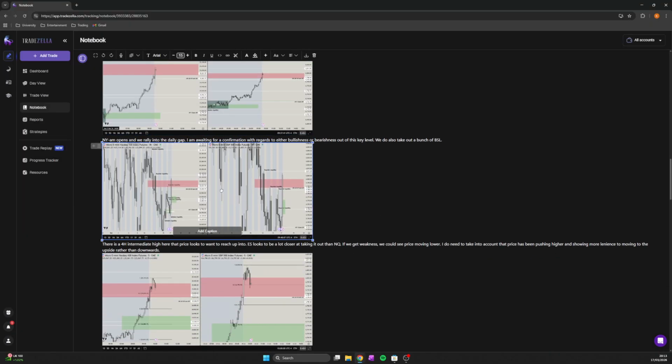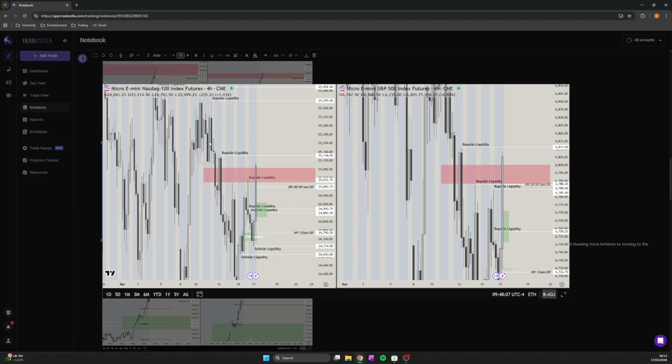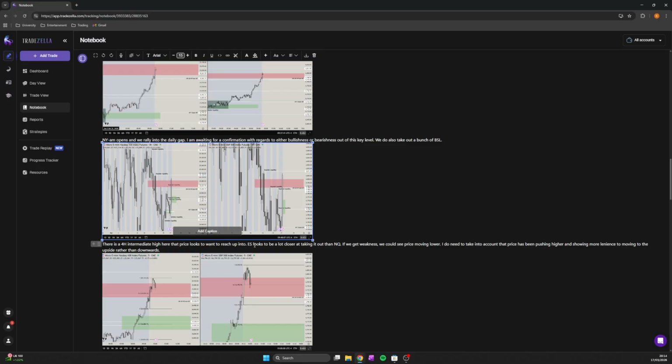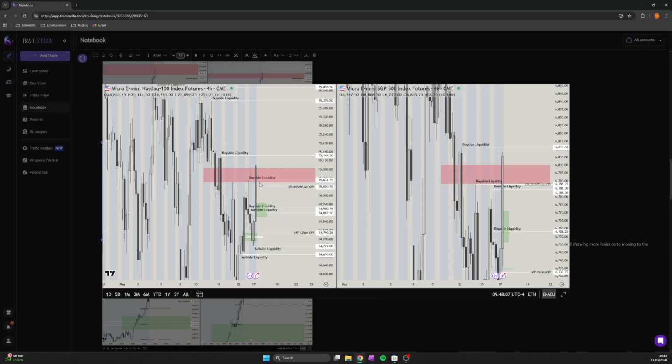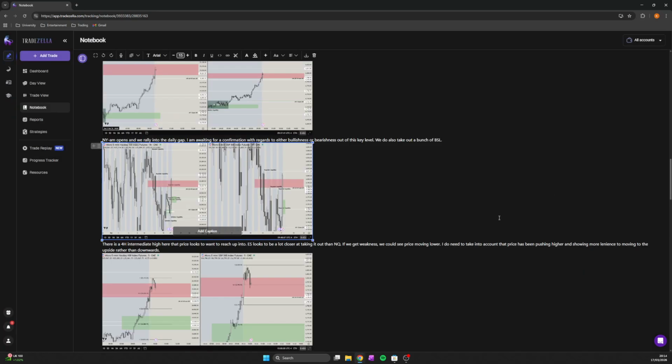So we got buy side, and then obviously this area is going to get hit as well. Now, there is a 4-minute intermediate high here, right, on both pairs. Why? Because there's a bearish gap. We tap in and we move lower. If we break through, we can expect bullishness. ES looks to be a lot closer to taking it out than NQ. If we get weakness, we could see price moving lower. I do need to take into account that price has been pushing higher and showing more lenience towards buy side, right? Bullishness, okay?